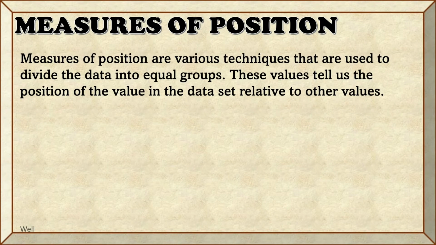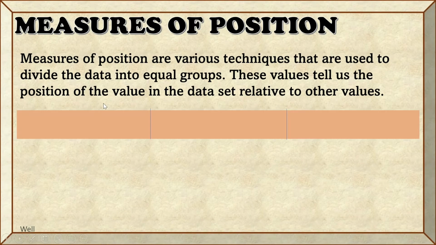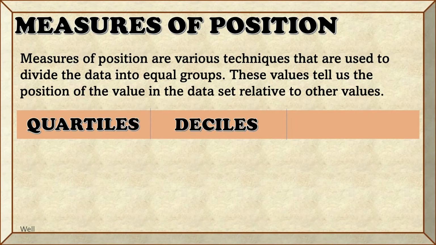In statistics, there are ways to figure out where a data point or set falls. These are called measures of position. Measures of position are various techniques that are used to divide the data into equal groups. These values tell us the position of the value in the data set relative to other values. There are 3 measures of position. We have quartiles, deciles, and percentiles.